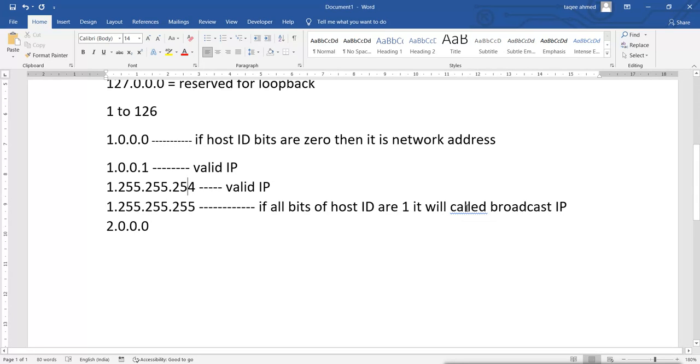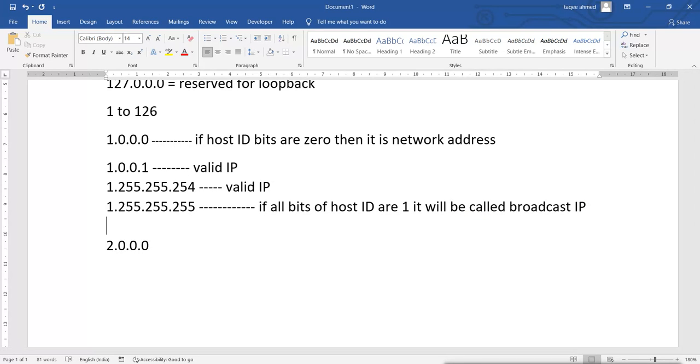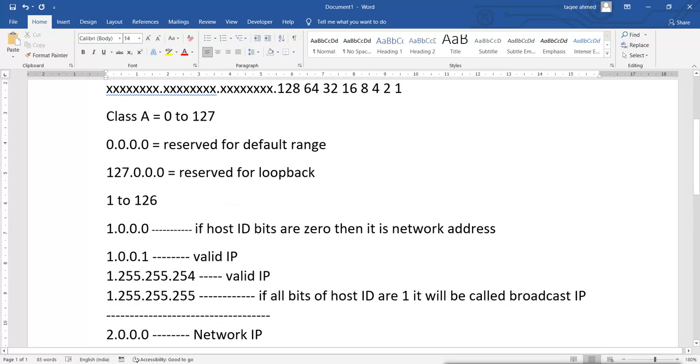And after that, the next network will start, and you can see here in this all bits are 0, and this is the network IP of another network. From here the next network is starting. So you can see the next network is starting from here. Now it will go up to what, 127.